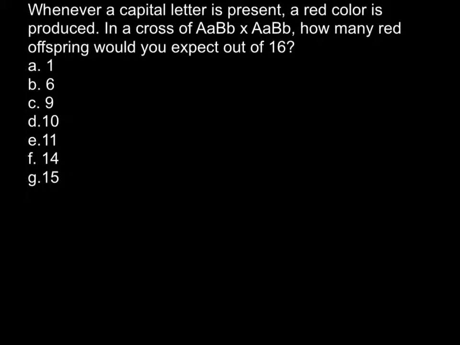Whenever a capital letter is present, a red color is produced. In a cross of one parent that is heterozygous for both genes with another one that is also heterozygous for both genes, how many red offspring would you expect out of 16? Let me start by writing down the genotypes of both parents. Parent 1 would be capital A small a and capital B small b. We have to cross with another one that is capital A small a and capital B small b.